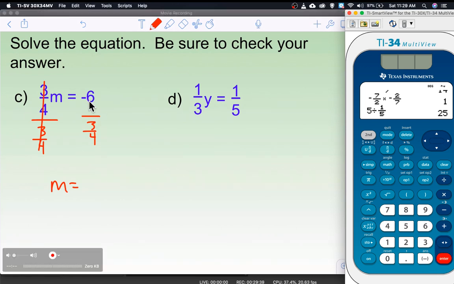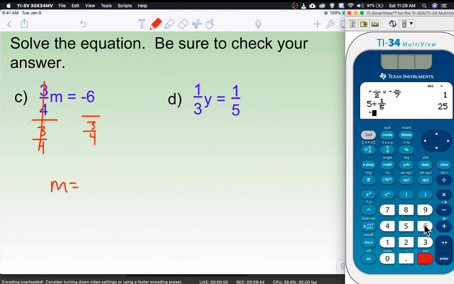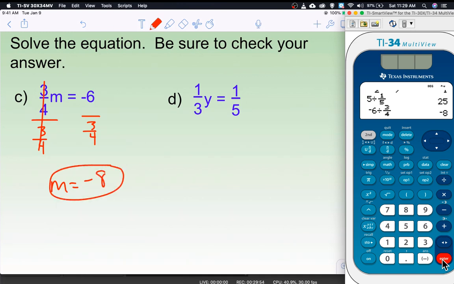I'm going to take a negative 6 divided by 3/4. So negative 6 divided by 3/4 equals negative 8. And hopefully you got the same answer no matter which method you chose.